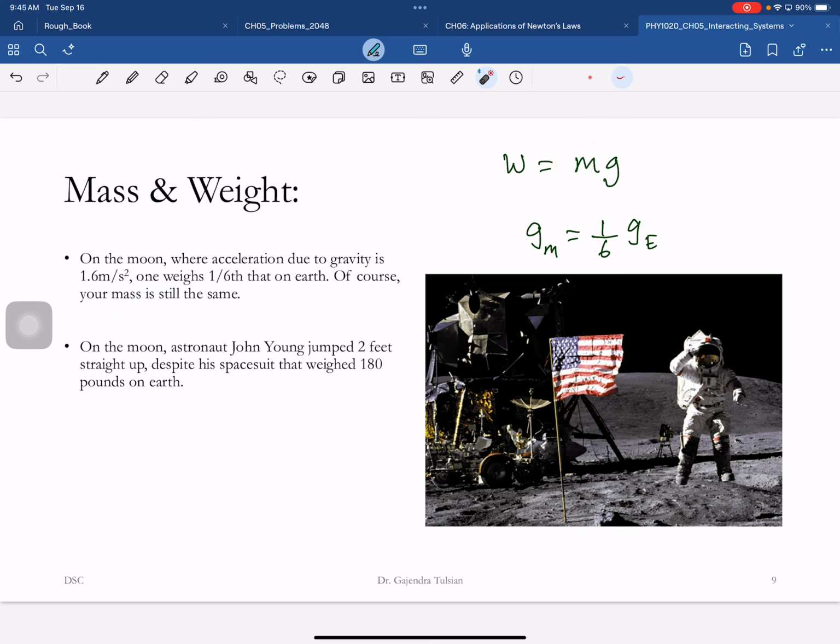By the way, on the moon, astronaut John Young jumped 2 feet straight up, even though he was wearing a space suit that weighed 180 pounds. So 2 feet is roughly this height. You could jump straight up. I looked up just coming before, Michael Jordan jumped 42 inches, 3.5 feet straight up.